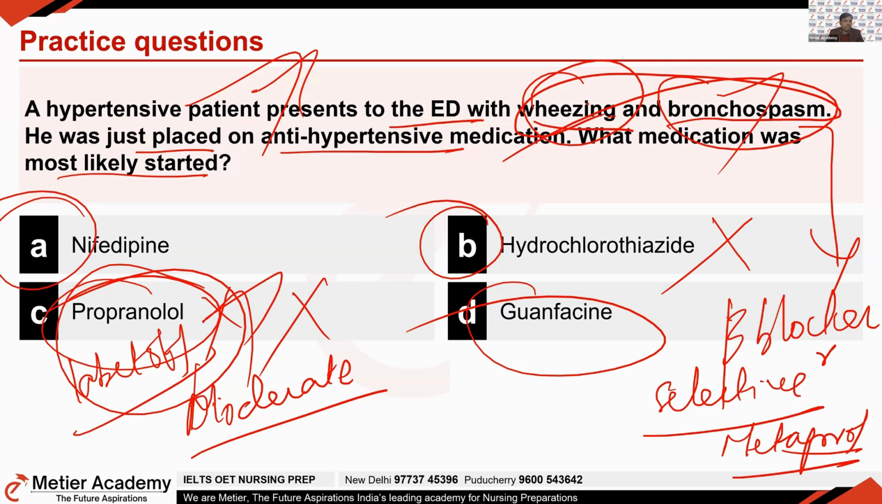The patient has just been placed on antihypertensive medication. Wheezing and bronchospasm are present, so which medication is most likely to be started? What do you feel? Calcium channel blockers, nifedipine. Beta blockers should not be given. A thiazide diuretic is a secondary antihypertensive drug, so we can consider it, but the primary is nifedipine.